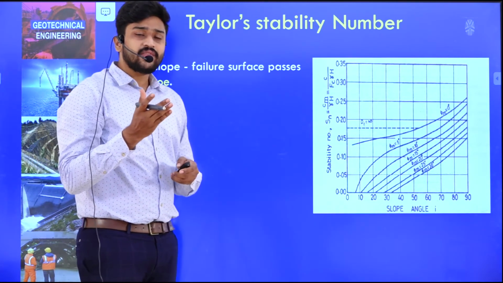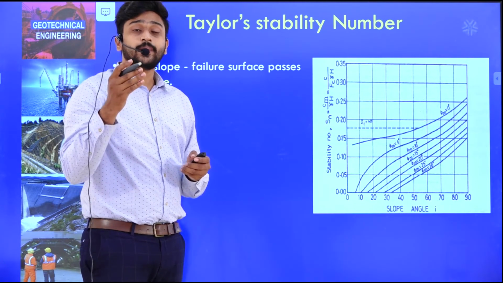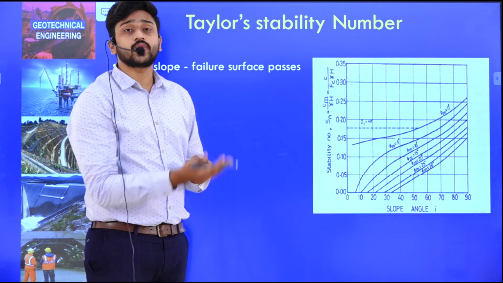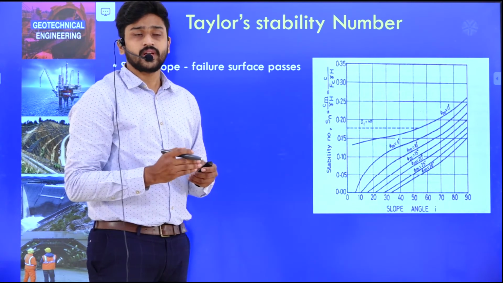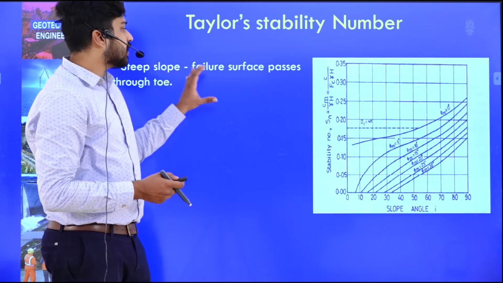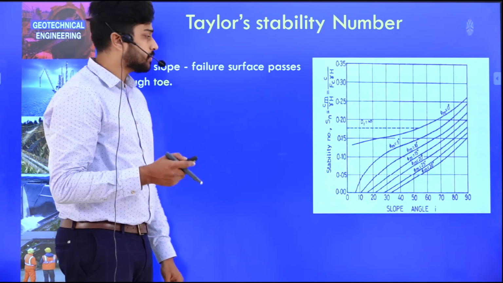If you consider any flatter slopes, the plane of failure generally passes through the bottom of the toe. It doesn't intersect the toe, but it passes below the toe. In steeper slopes, we need to consider that the failure plane passes through the toe.